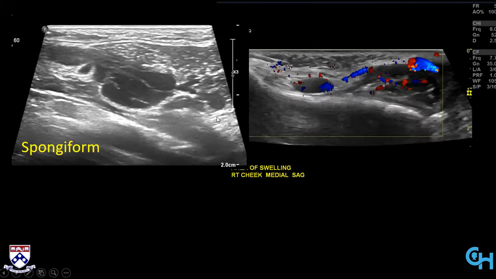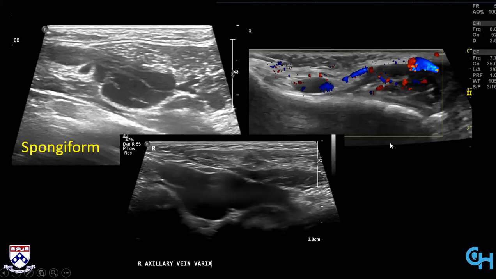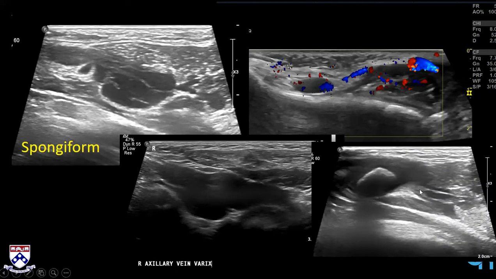Typical ultrasound appearance of venous malformations. This is a spongiform venous malformation, shows some sparse flow on color Doppler imaging. And this is a varicosity, a very large axillary vein varix. You can appreciate how large it is, and there is a phlebolith within a different component of this malformation here. So you have one appearance where it's spongiform, another where it's just dilated and ectatic here.